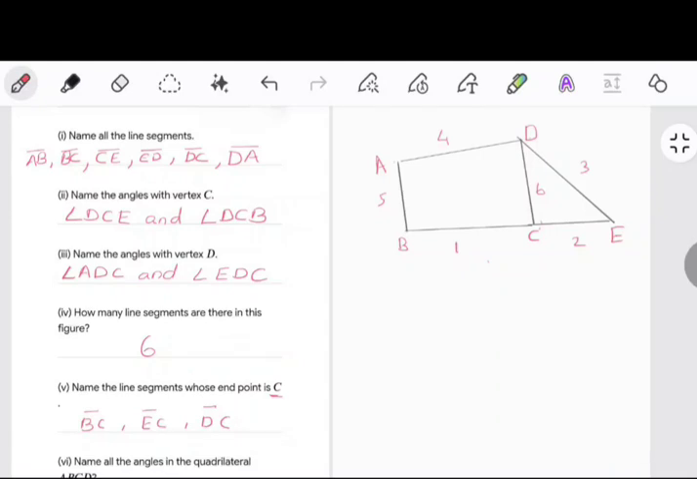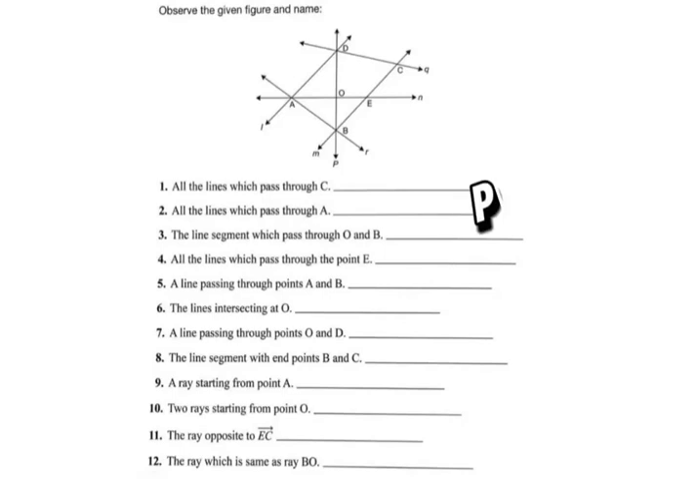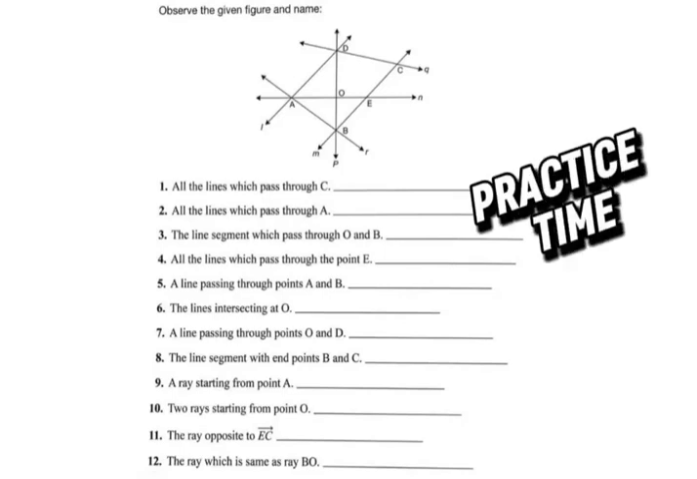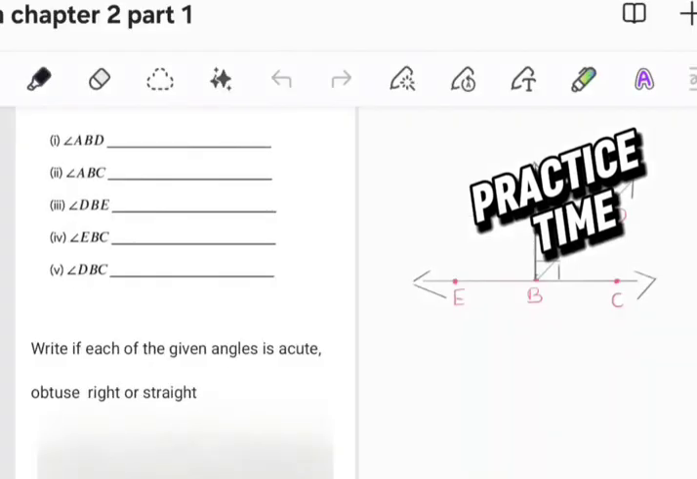So you can observe the figure and write out the answers. This is very easy. So here are some practice questions for you. Please take your time and solve each one carefully. If there is any doubt, please mention it in comments.